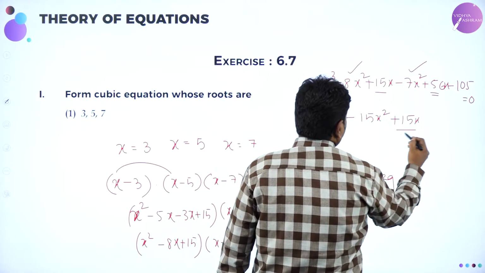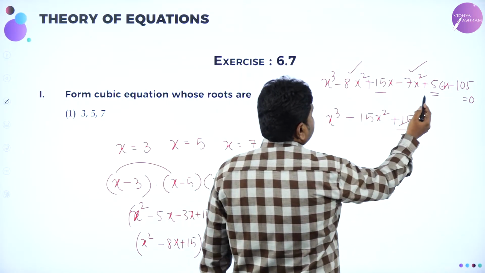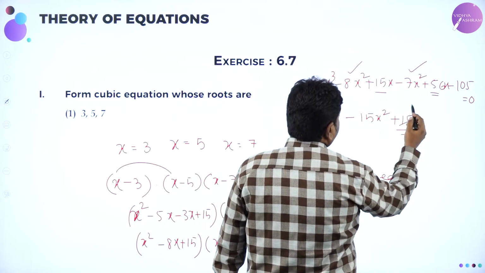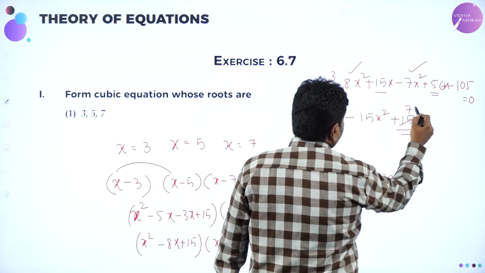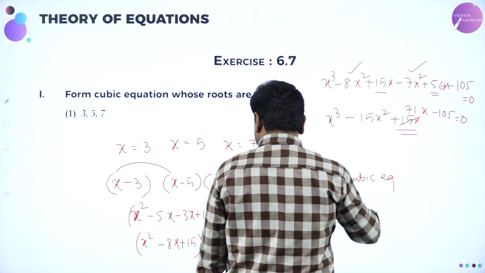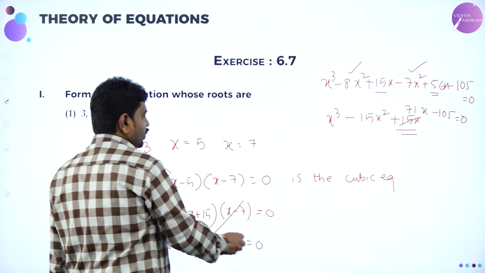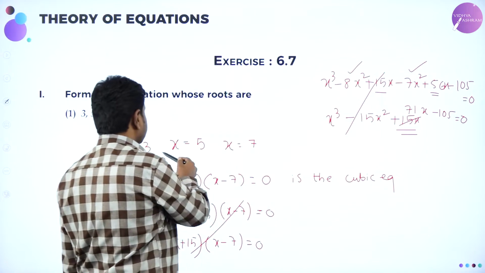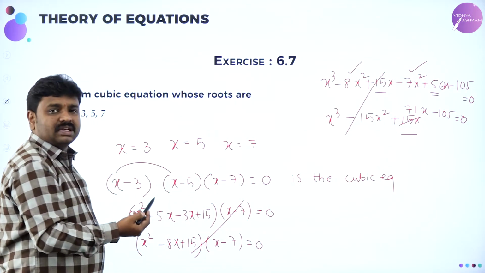So now 15x and 56x you simplify, so like that you go on. That is 56x plus 15x, 71x minus 105 equal to 0. Like this you will get an equation. Is it necessary? No. You need not do so much for 1 mark. Just the roots are 3, 5, 7, so make them multipliers, you will get it.